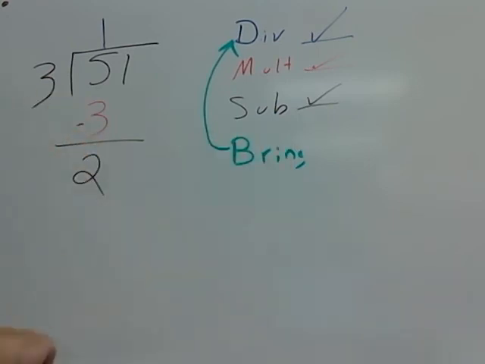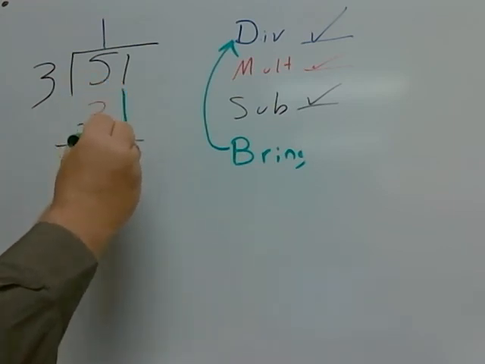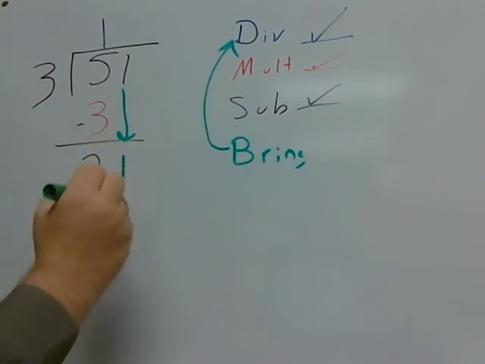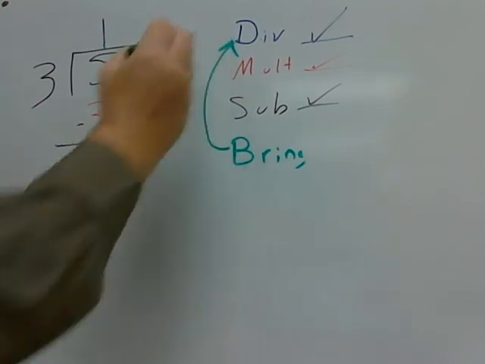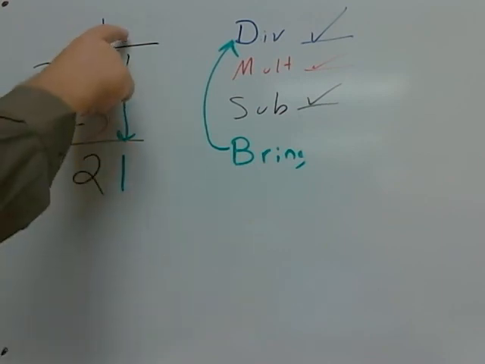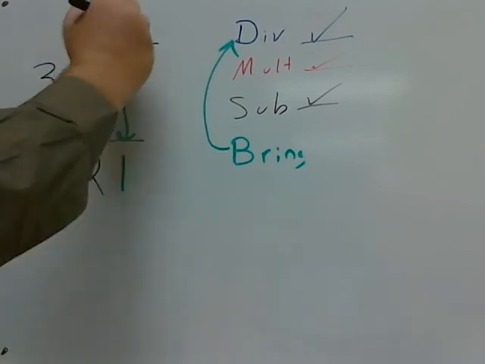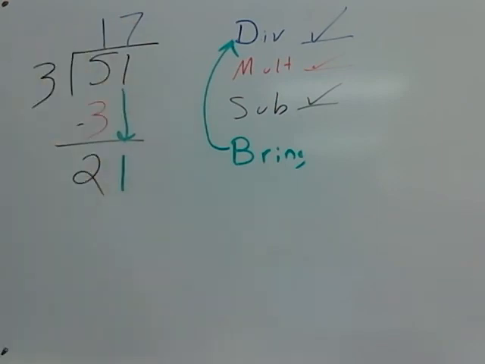Our next step, finally, is to bring down. I'm going to bring down that 1. There we go. After I bring down, I'm going to divide. I'm going to divide 3 into 21. So please go ahead and hit pause on this video and go ahead and divide 3 into 21. Putting your answer right there. Okay, I'm imagining that you got a 7, because that would be the correct answer.